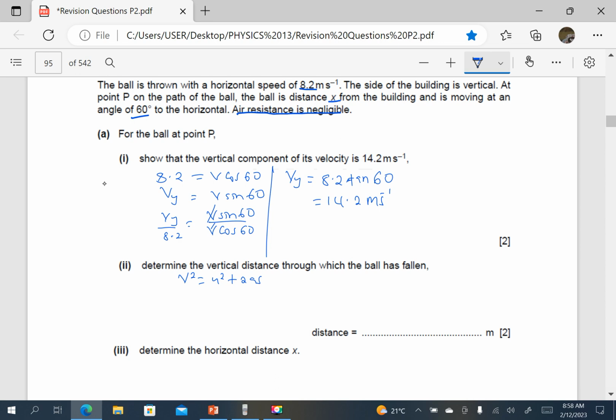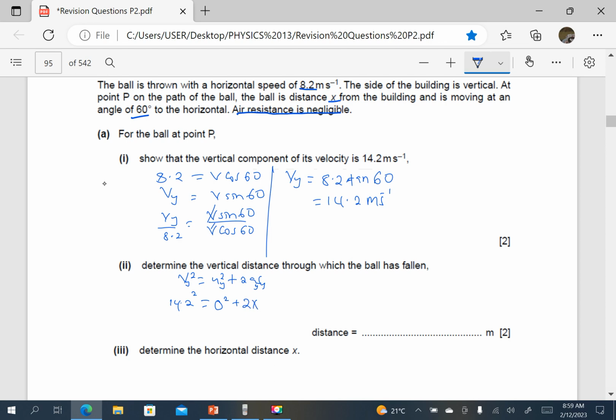Velocity at P in the vertical is 14.2. I'm considering vertical motion, so I can put y here. Velocity at P is 14.2, and this is squared. Initial velocity in the vertical is 0, plus, because it's falling downwards, we shall not put a minus there.